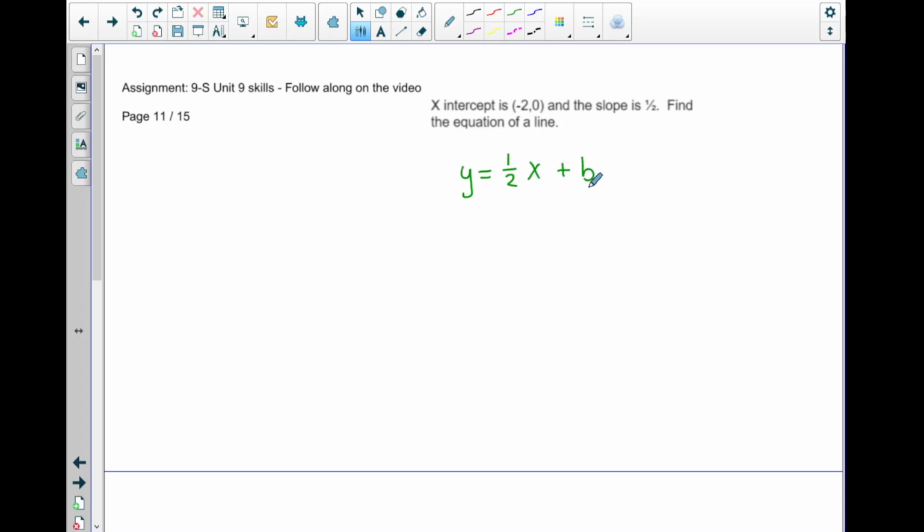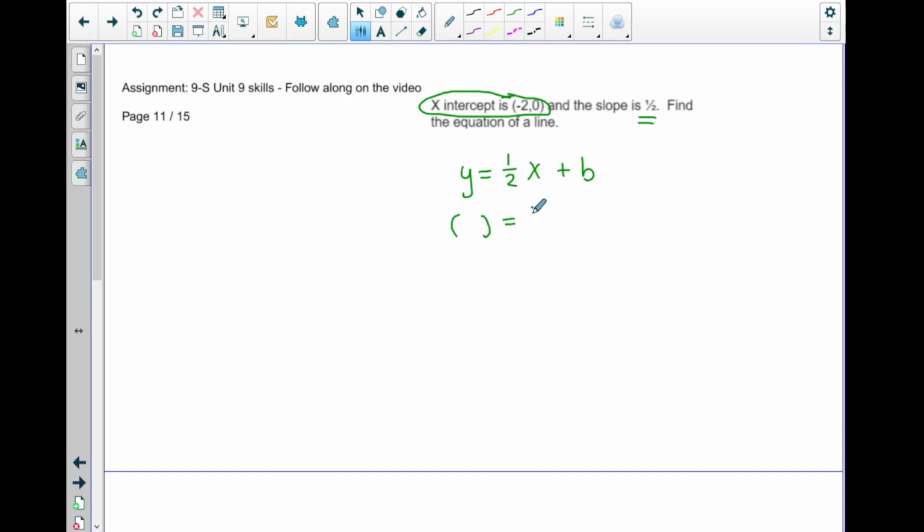Okay? Now, it says the x-intercept is negative 2, 0, but actually it almost doesn't matter, right? It doesn't matter because it's a point, right? That's a point on the line. As long as I have a point, I do what I always do. So it actually isn't that difficult of a problem. It's just hard to think about. The x-intercept is negative 2, 0. I don't care if it's the y-intercept. I don't care what it is. It's still a point. This is a point on the line. If I know a slope and I know a point, I do what I always do.